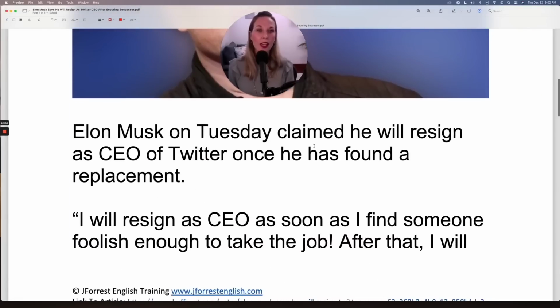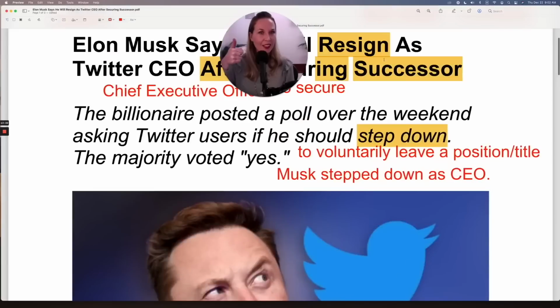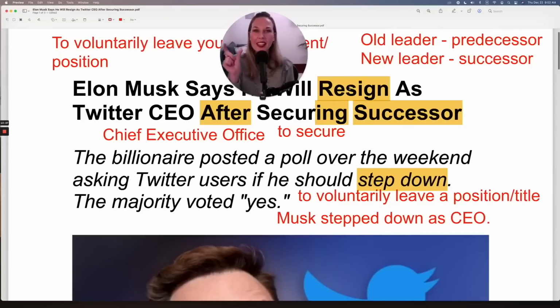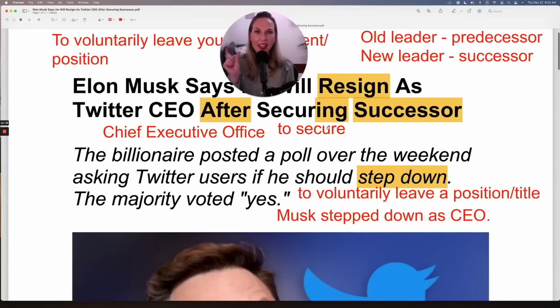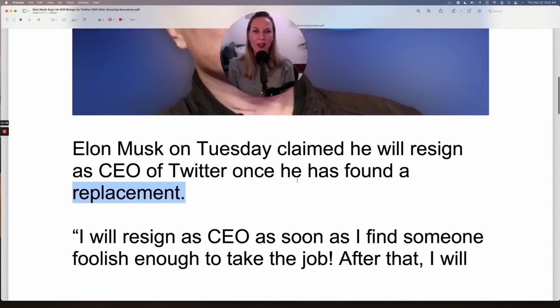Elon Musk on Tuesday claimed he will resign as CEO of Twitter once he has found a replacement. Now, what's the alternative word for replacement? The one we learned right here in the headline, successor. So they're saying the exact same thing as this headline. They're just choosing to use different vocabulary because we have resign. Well, we used that before. And now we have replacement instead of successor. So you could say here, successor.